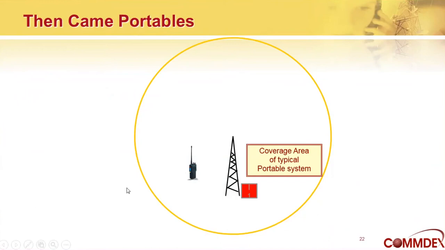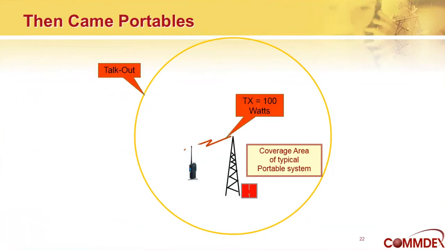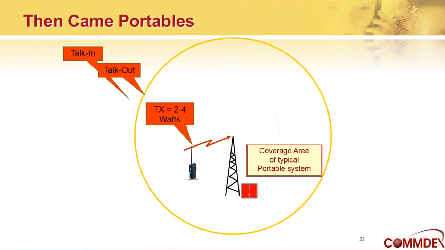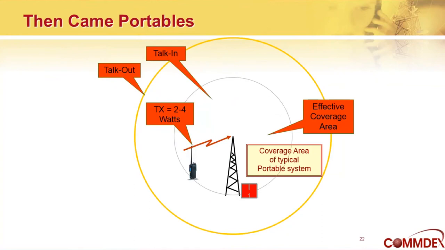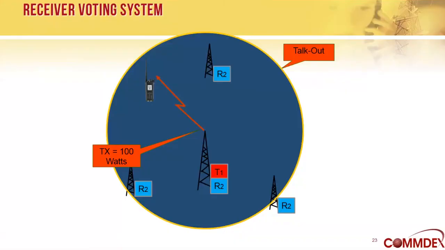So, portables. When portables came along, we no longer had equal talk in and talk out. So now we have portables that put out 2 to 5 watts, and they're not going to do as well. And so we have a discrepancy between our talk in and our talk out coverage areas. That was a problem. So what to do now?